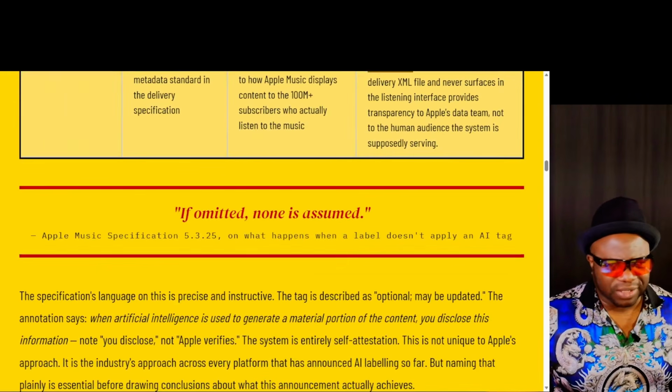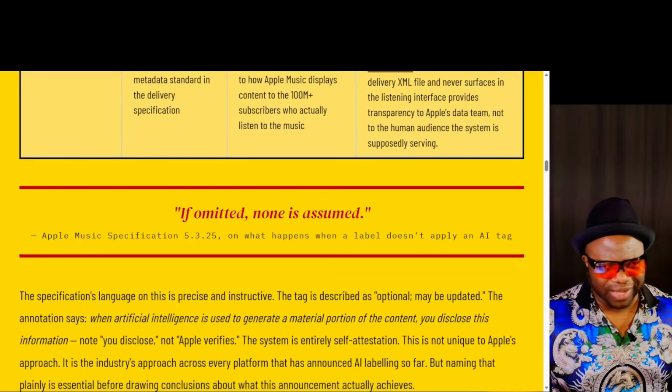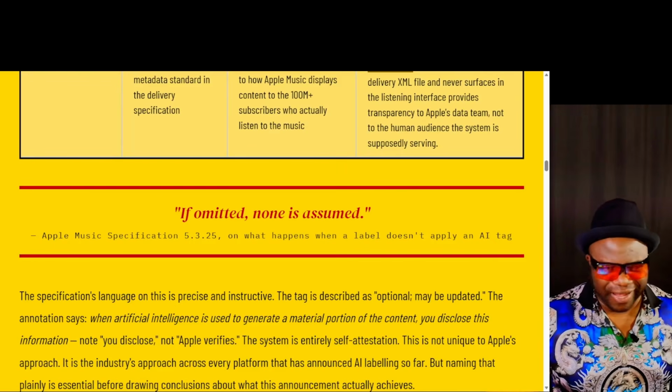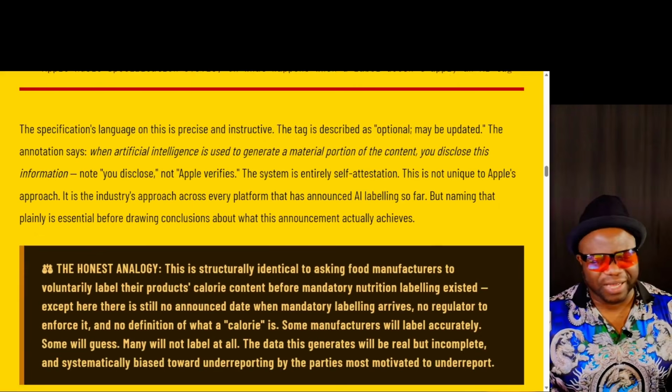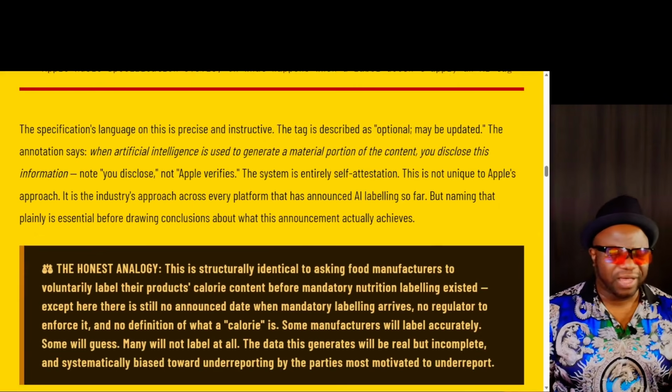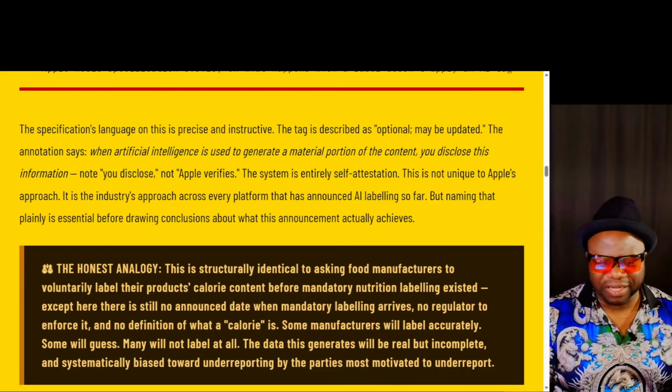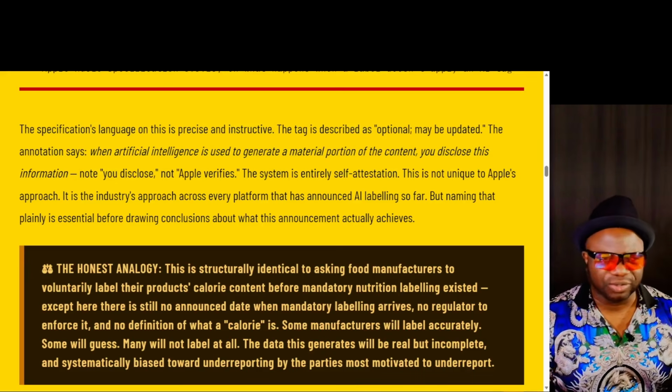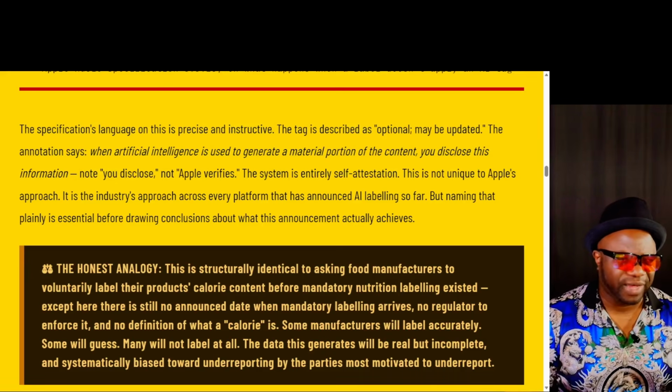So if omitted, none is assumed. That's the general mindset, right? When you don't use the tags, they're going to assume, okay, you didn't use AI. But you and I know that that's not the case. AI has been used at different levels. How many labels, how many people have the bandwidth to do this? I don't think this is a very viable solution.